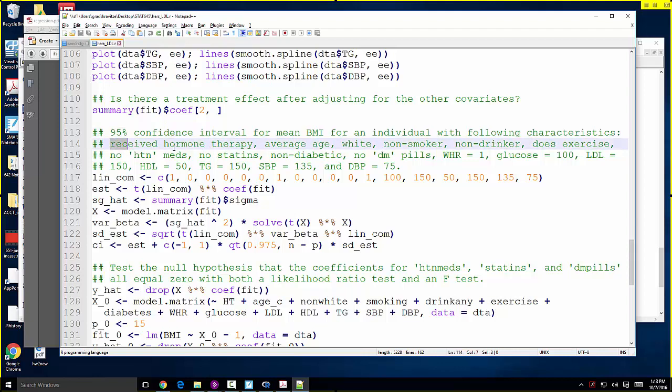Specifically, I want a confidence interval for mean BMI for a person who received the treatment, who had average age, was white, non-smoker, non-drinker, does exercise, no HTN meds, no statins, non-diabetic, and no PDM pills. Weight-height ratio is 1, glucose is 100, and so on. So I just specified a specific person that I want a confidence interval for. And we can get that using our regression model.